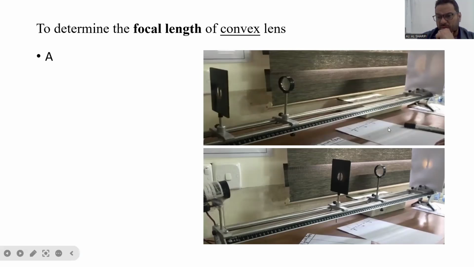Here, from these two pictures, we can say this lens, the convex lens, can produce a big or small image by using the same convex lens, but just by changing the distance between the screen, the lens, and the picture.